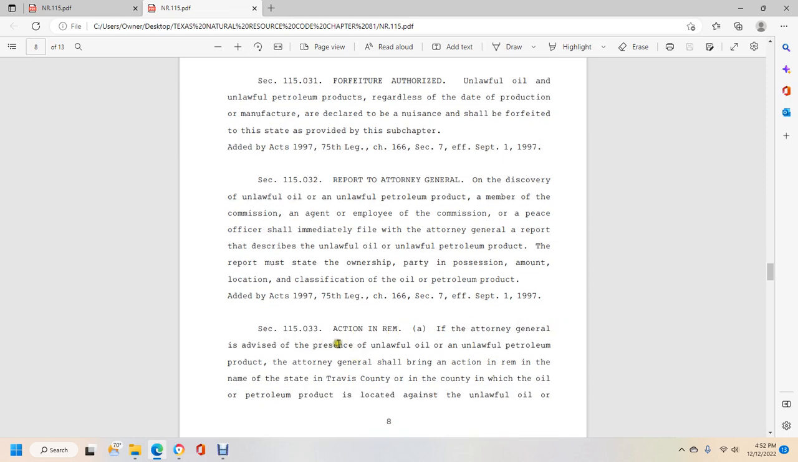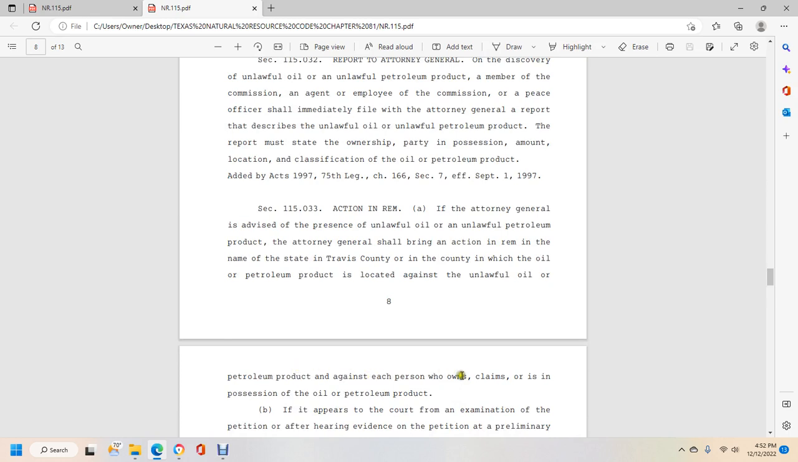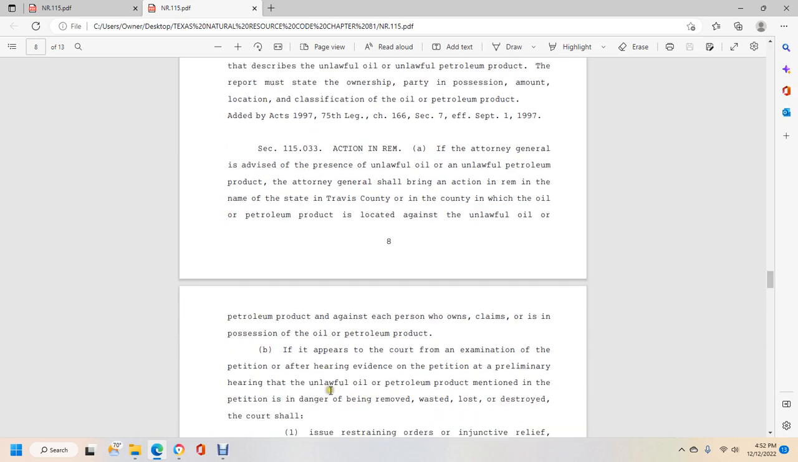Section 115.033, action in rem. If the Attorney General has determined the presence of unlawful oil and unlawful petroleum product, the Attorney General shall bring the action in rem in the name of the state in Travis County or in the county in which the oil or petroleum product is located, against the unlawful oil and petroleum product, and against each person who owns, claims, or is in possession of the oil and petroleum product.